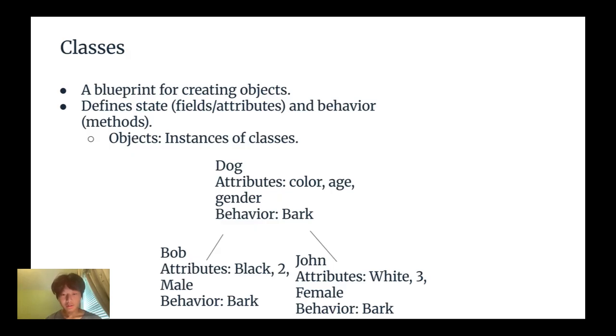For example, here you have a class named dog, and dogs will have attributes like color, age, and gender, and they'll also share the same behavior like bark. And as an example of objects, here are two objects that are instances of the class dog. We have here Bob, which has attributes color black, age 2, and a gender male, and it barks. And we also have John, which is white, is 3 years old, and a female, and it also barks.